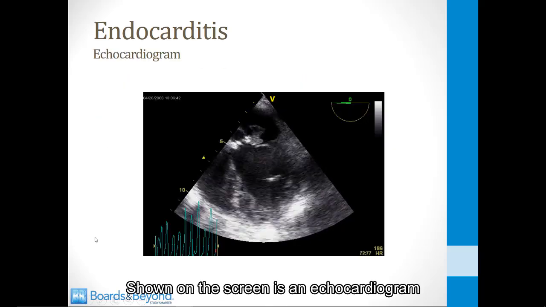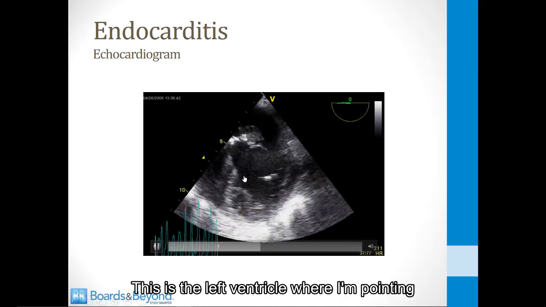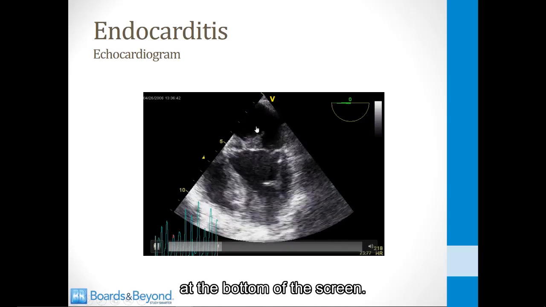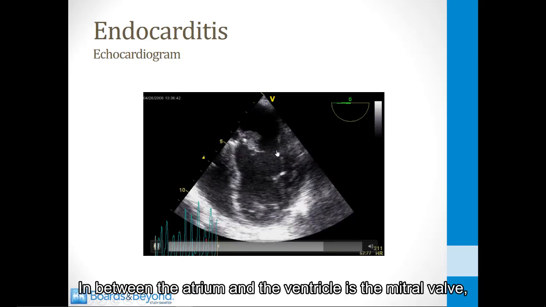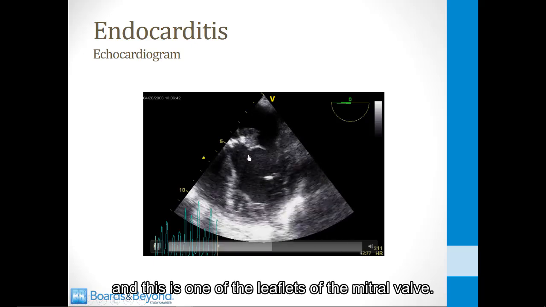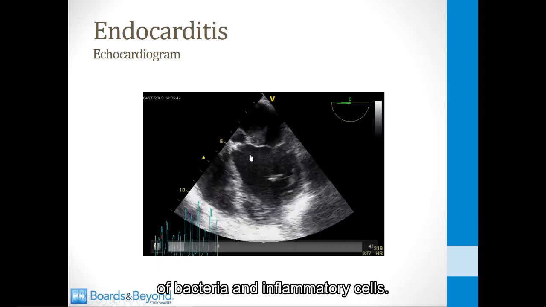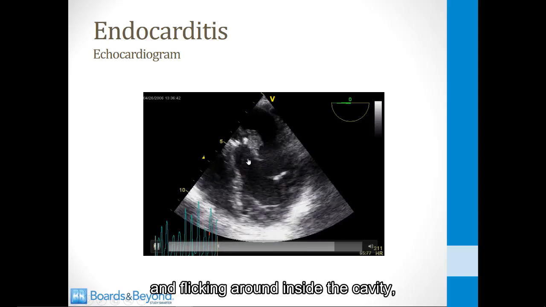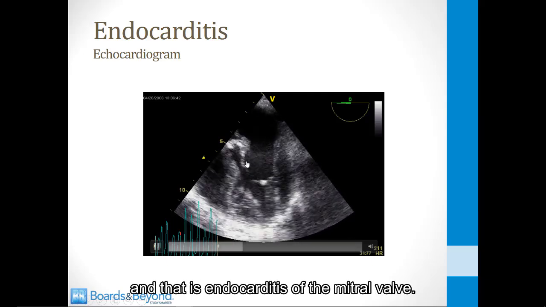Shown on the screen is an echocardiogram of a patient with mitral valve endocarditis. This is the left ventricle where I'm pointing at the bottom of the screen. This is the left atrium at the top of the image. In between the atrium and the ventricle is the mitral valve, and this is one of the leaflets of the mitral valve, and attached to it is this big collection of bacteria and inflammatory cells. You can see it's flopping around and flicking around inside the cavity, and that is endocarditis of the mitral valve.